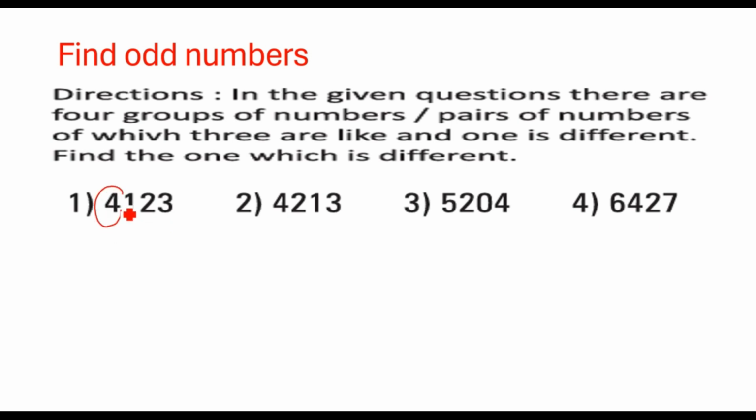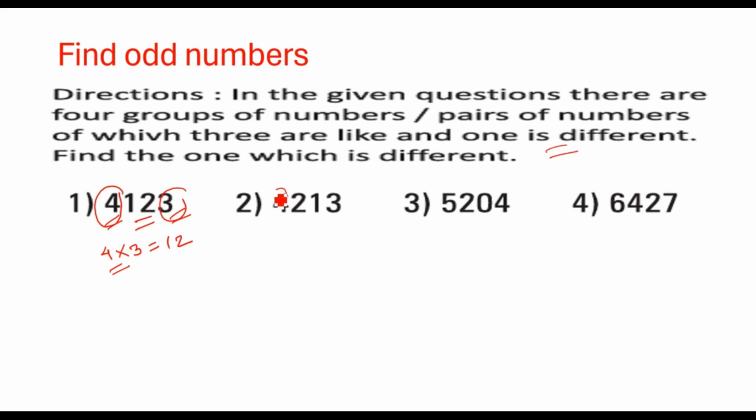If I take this 4, the corner number, and again 3 is the other corner number here, and if I multiply 4 into 3, I will get the middle number. Means the multiplication of the corner numbers of both sides gives the middle number. If this rule follows for option number 1, then it should follow for the remaining options also. If it is followed, then they are similar, and where it is not followed, we can say that one is different.